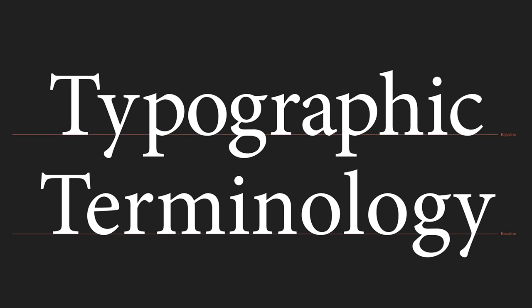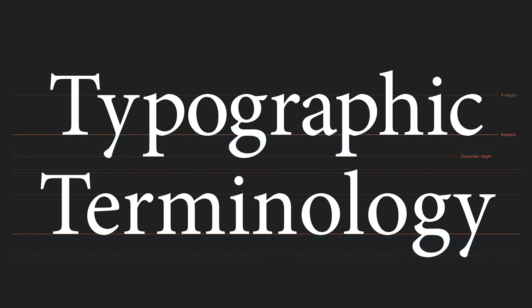Baselines are the most important axis with regards to your type, an invisible line upon which your characters reside and all other vertical axes are measured. It's where you'll snap to grids within applications such as InDesign and where images can be aligned to your text in the layout. Portions of your type characters that fall below the baseline are regarded as descenders.